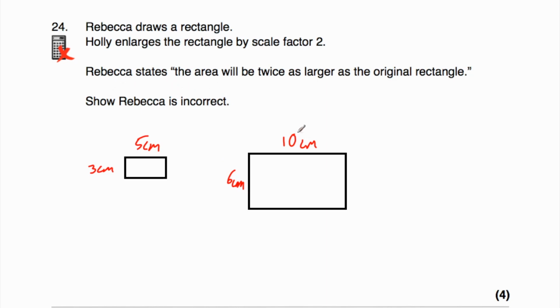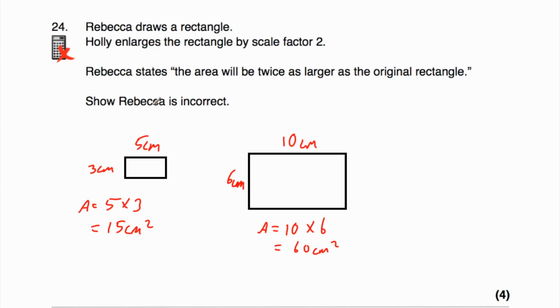So Rebecca said that the area of the larger one will be twice the area of the original one. So the area of this rectangle will be equal to the length times the width, so that's going to be 5 times 3, which is equal to 15 centimeters squared. If Rebecca's correct, then that means that the area of this one must be 30, because it would be double. So let's find the area of this rectangle. So it's going to be the length, which is 10, multiplied by the width, which is 6. 10 times 6 is equal to 60 centimeters squared.